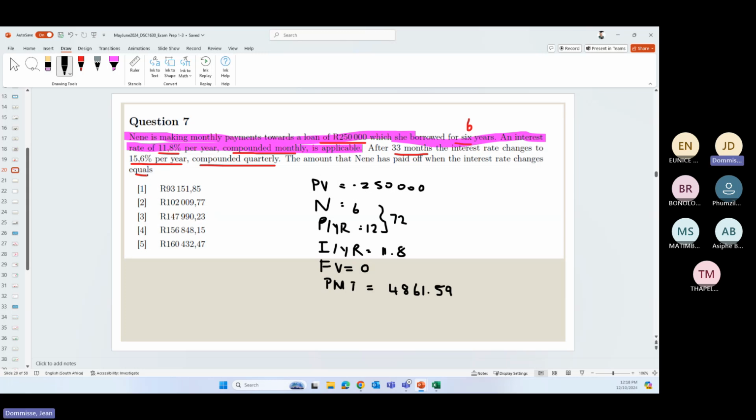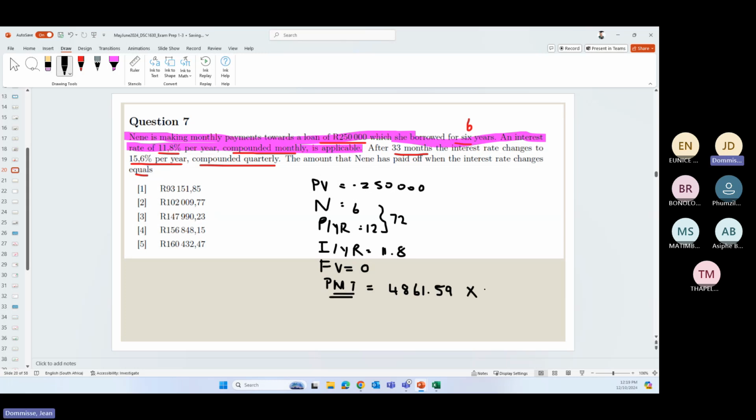Because I would have now said, after 33 months, the interest rate changes. The amount that Nene has paid off when the interest rate changes. And so I would have now said 4861.59 was my monthly payments.